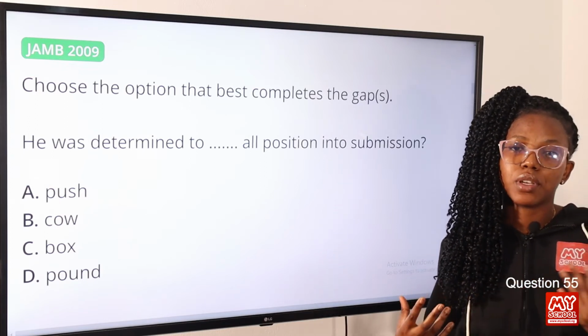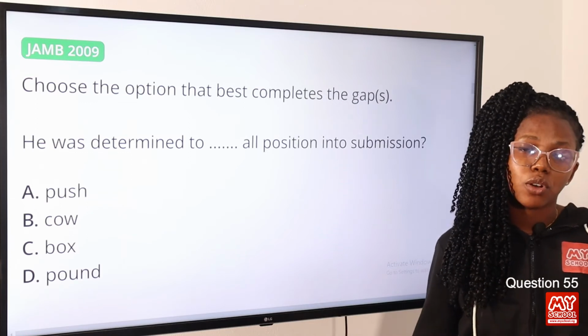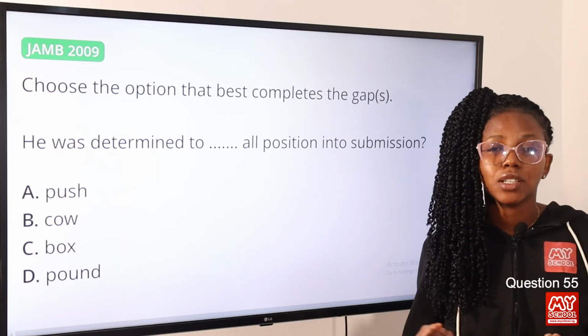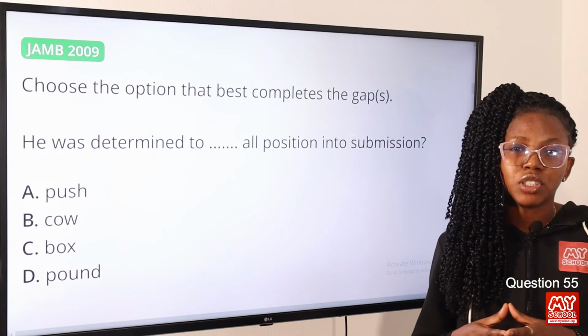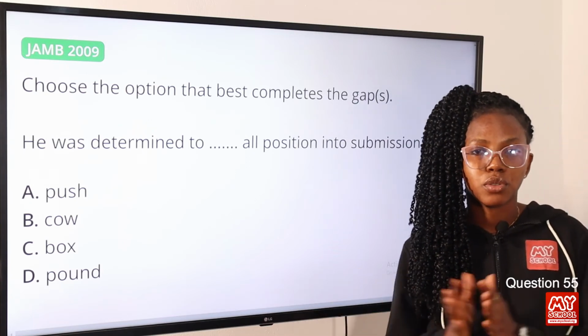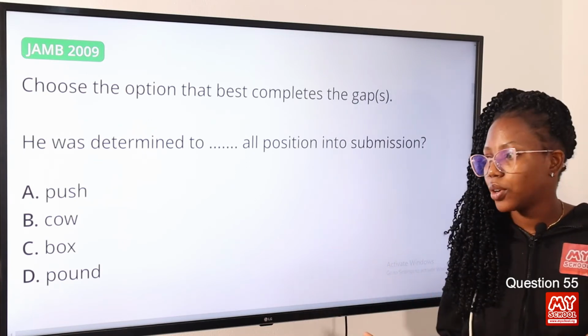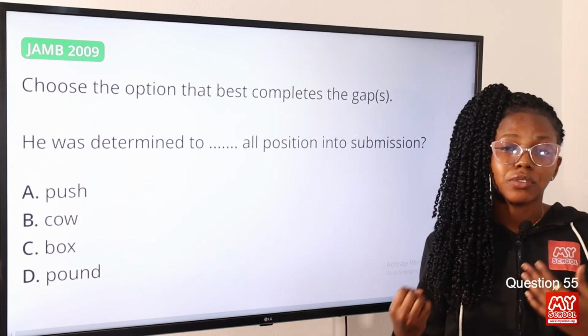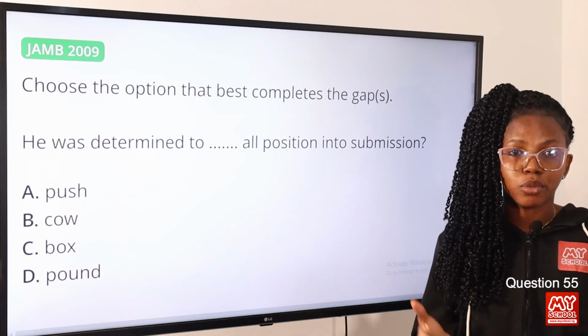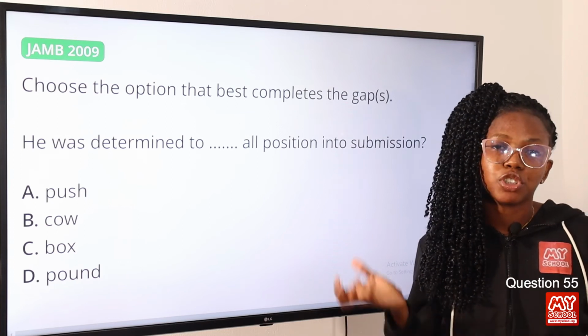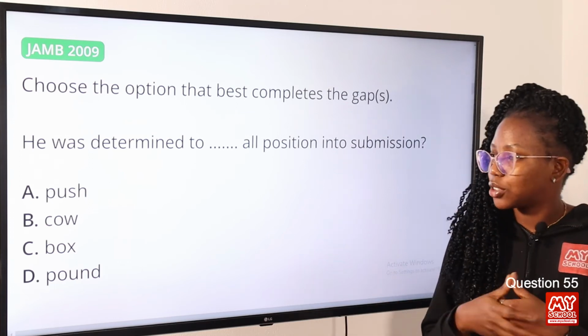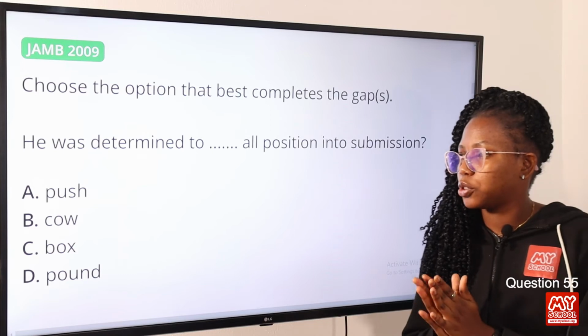Okay, we know that cow can be used as a noun. It can also be used as a verb, and in this context, we need a verb. And the meaning of cow as a verb suits this context, and so it's the answer to this question. When we think of box as a verb, we look at to enclose. And when we think of pound, we mean to strike, to beat, or to hit someone. So the answer to this question is option B, cow.